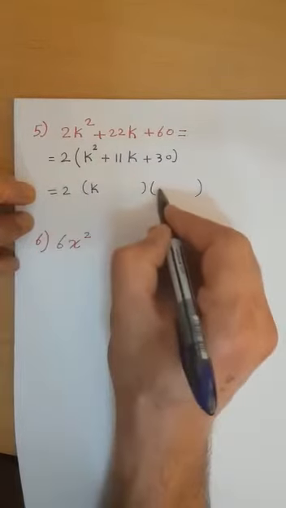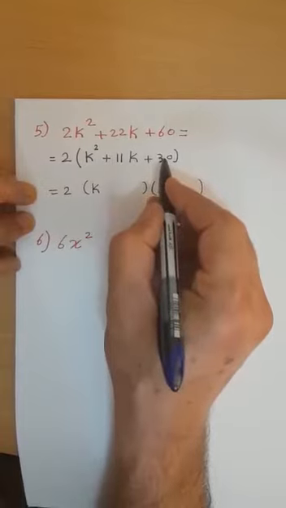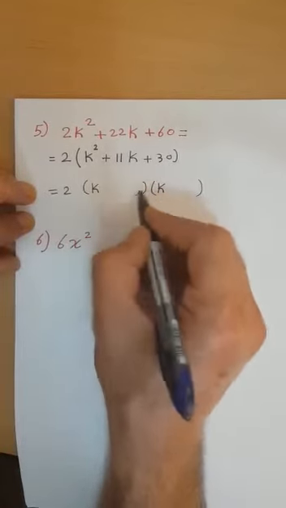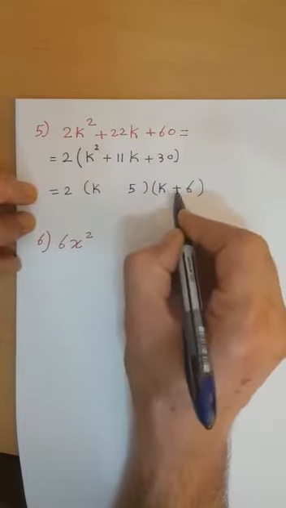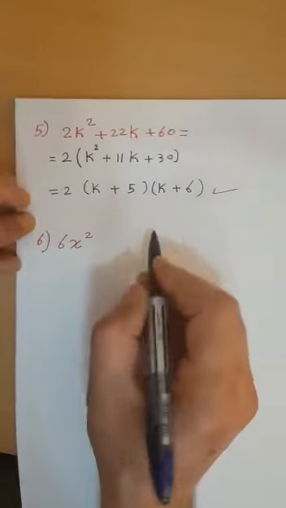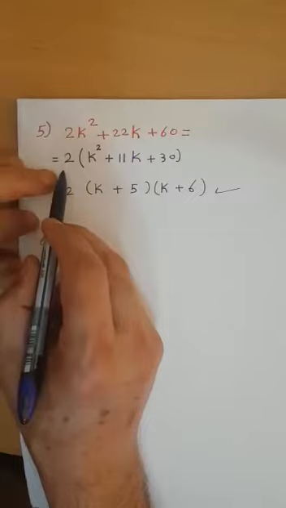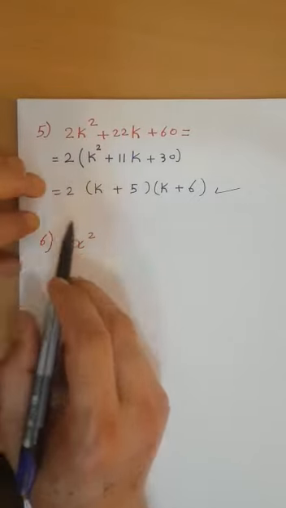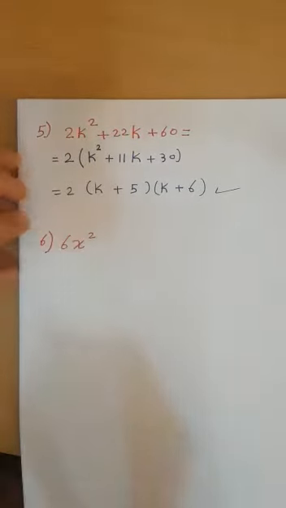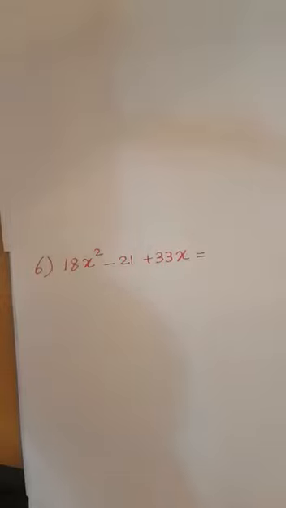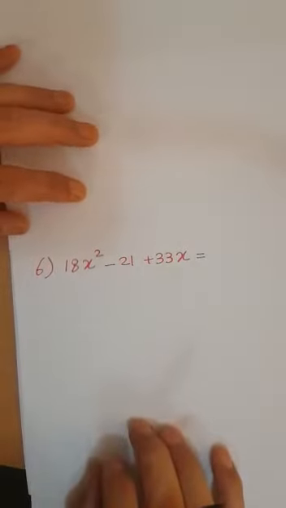k squared is k times k. 30 is 5 times 6 and their sum is 11, correct, 5 times 6. So this is the factorization. If you have any common factor in the trinomial, you have to take it outside, please, before any factorization, okay? I'll give you one more example now. Continue now with this question.